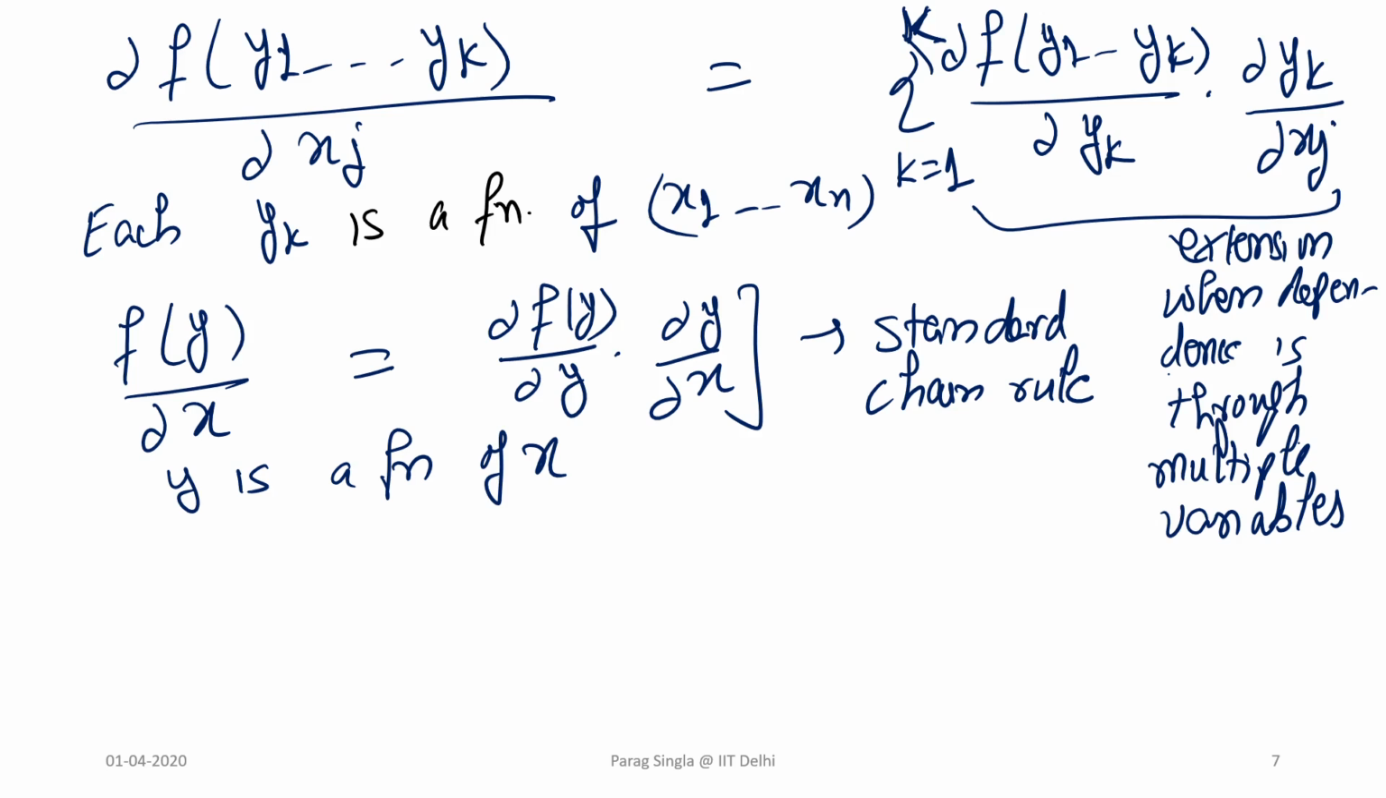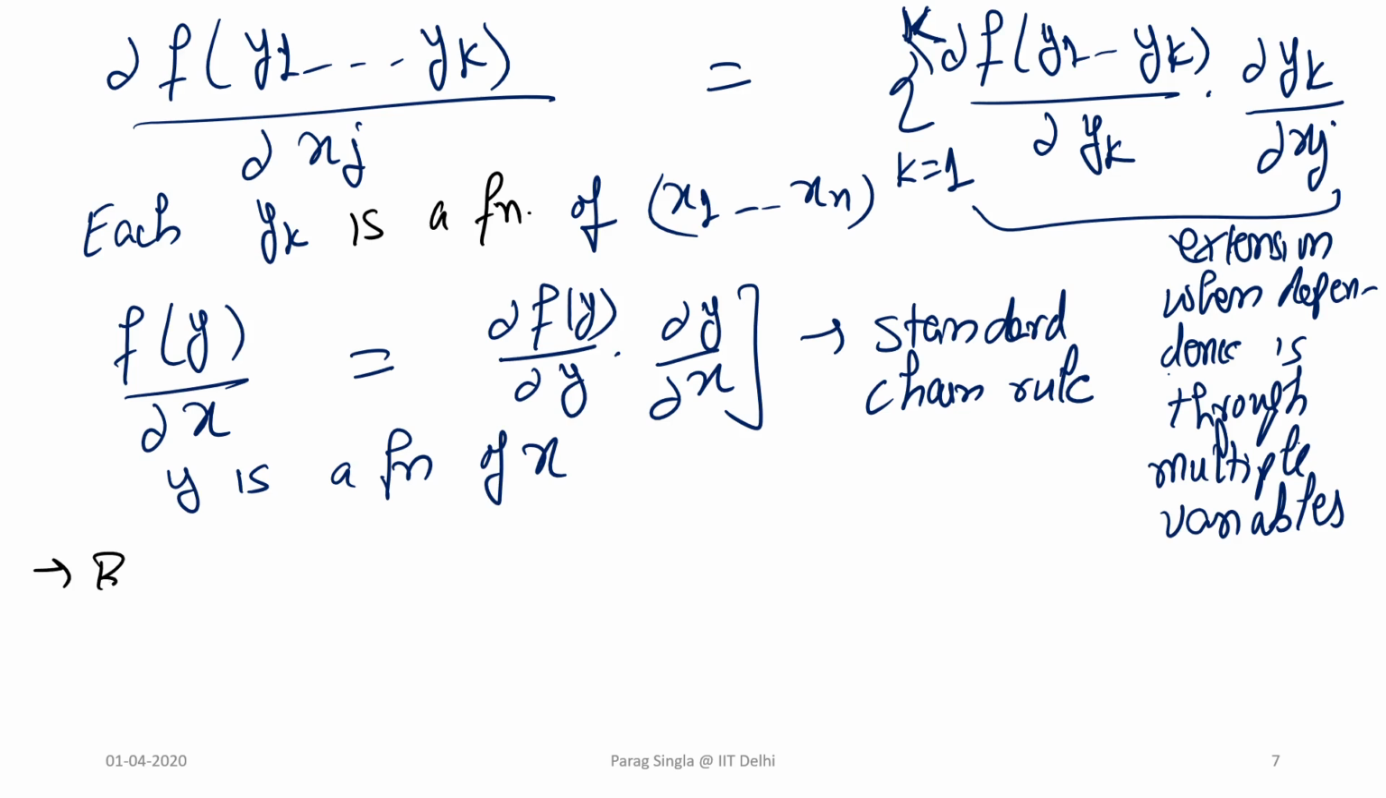And what is the idea? We are simply saying, you apply the chain rule for each y through which the information flows from x to the function f, and then simply add them up. This summation from k equal to 1 to capital K is adding them. So this is a result that we will use for our computation.